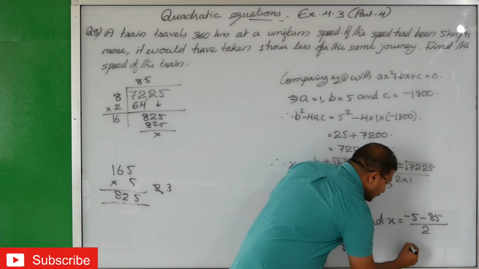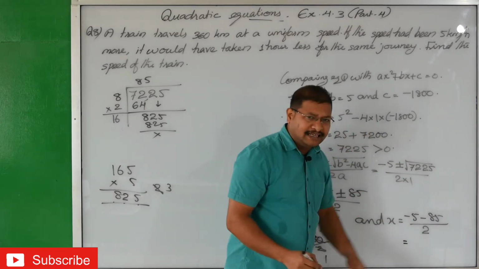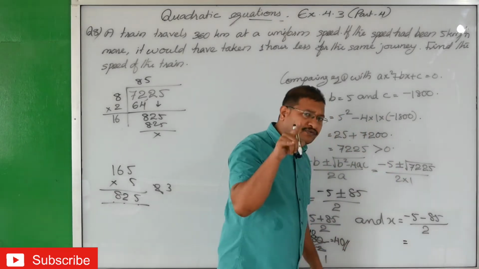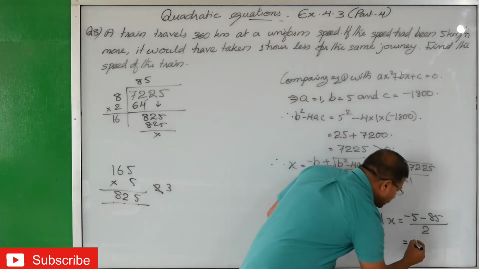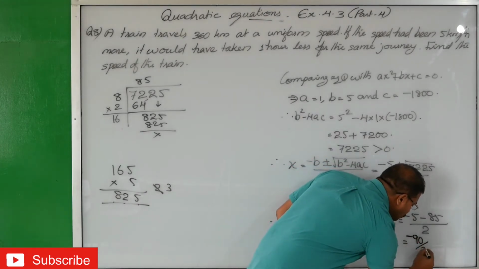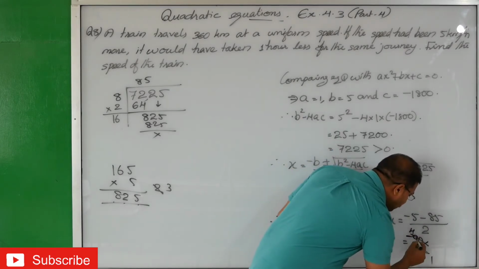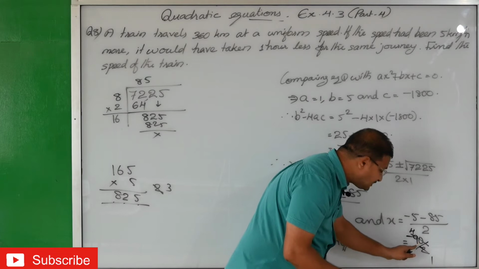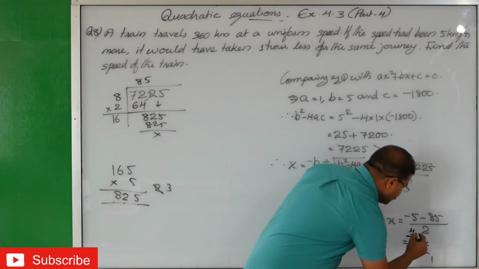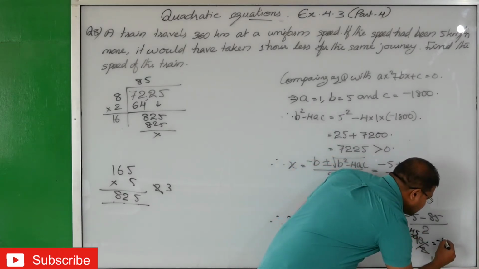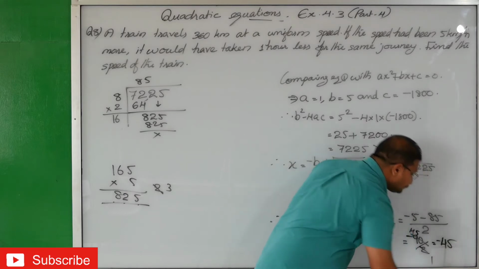After that, for the minus one, minus into minus is plus. So 85 plus 5 is 90. That means we'll get minus 90 by 2. We'll cancel by 2. 2 ones are 2, 2 fours are 8. Now the balance is 1, 1 means 10, 10 means 2 fives are. So we got minus 45.